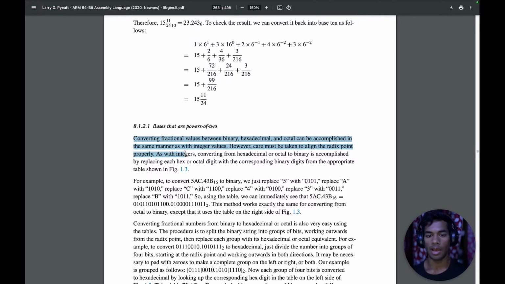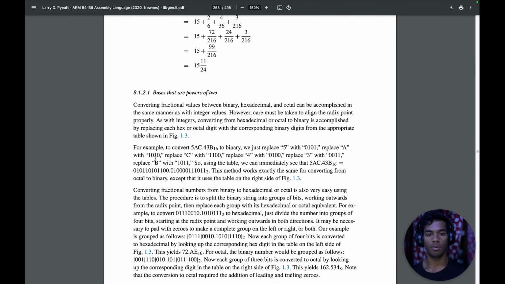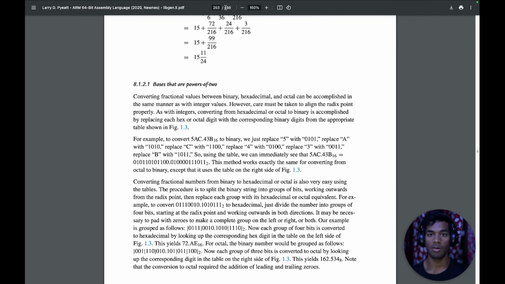As with integers, converting from hexadecimal or octal to binary is accomplished by replacing each hex or octal digit with the corresponding binary digits from the appropriate table, like very early in the book in chapter 1. But now we are at chapter 8, pretty much halfway there, right? More than halfway.